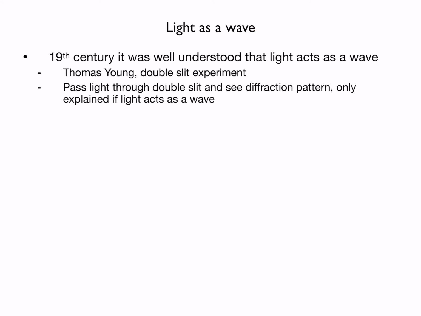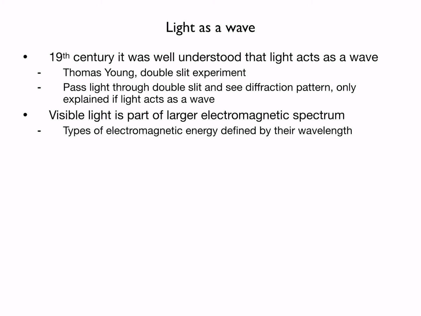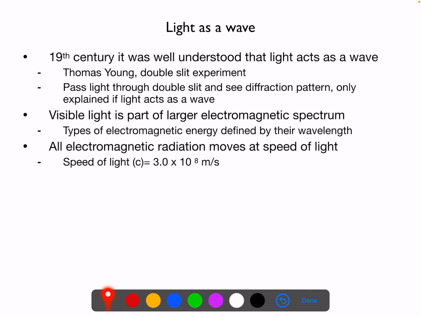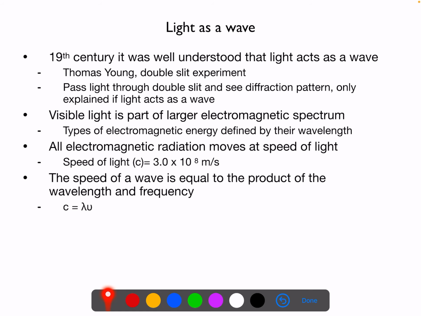So by the end of the 19th century, people knew this. We knew light is a wave. It's part of this electromagnetic spectrum, right? And we define the different types of electromagnetic spectrum by their wavelength. We know all radiation, all light radiation moves at 3 times 10 to the 8th meters per second, the speed of light. And we know that's a constant, which is equal to the frequency times the wavelength.